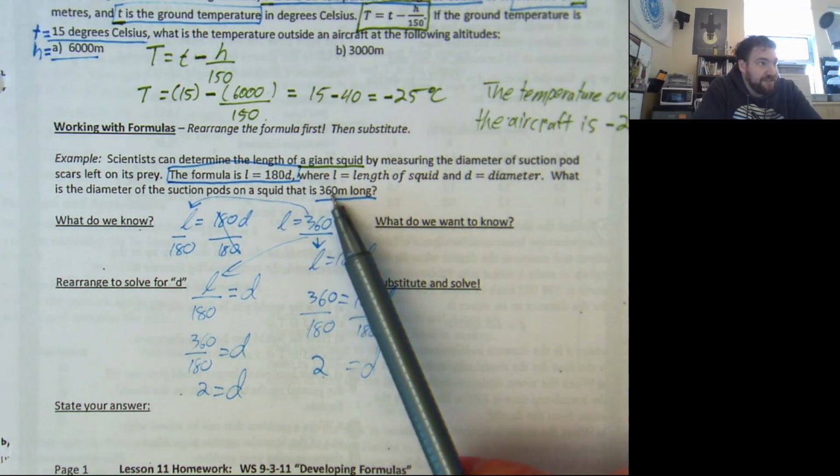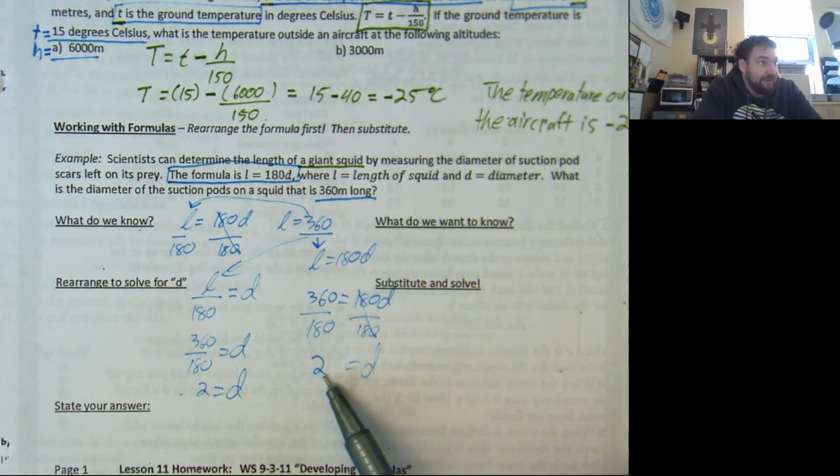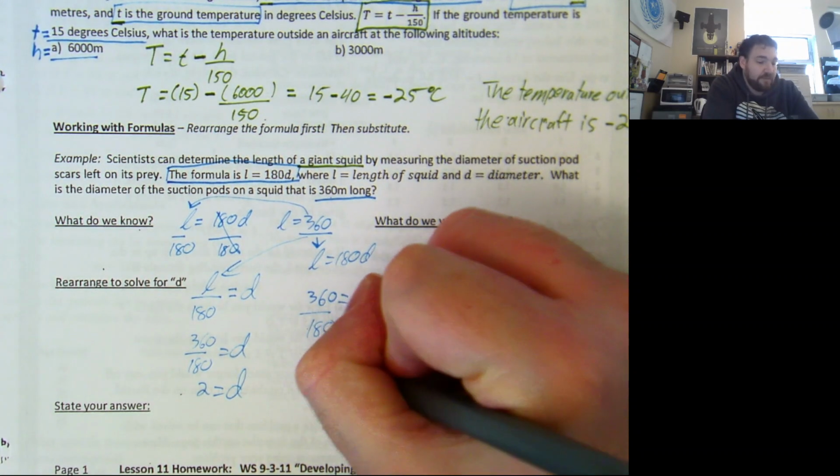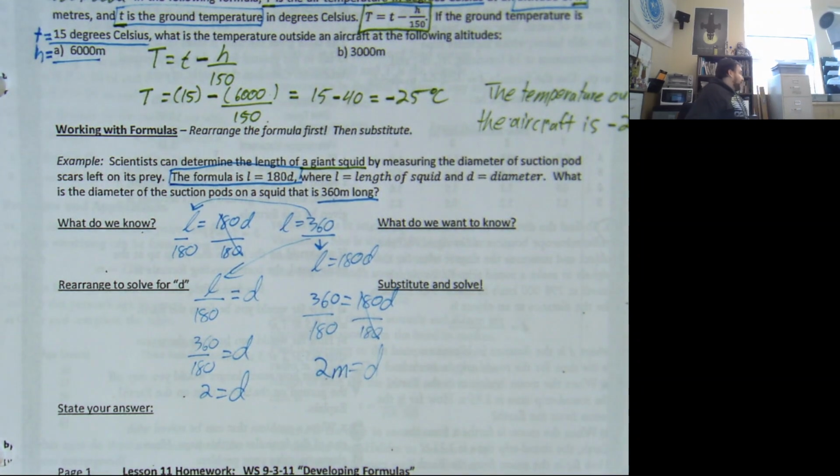If the squid's 360 meters long, the diameter of the suction pod is 2 what? What should the units on this thing be? We're only given one other unit in the problem. It should be meters. And so what that means is, for a squid that is 3.5 times the length of our football field.